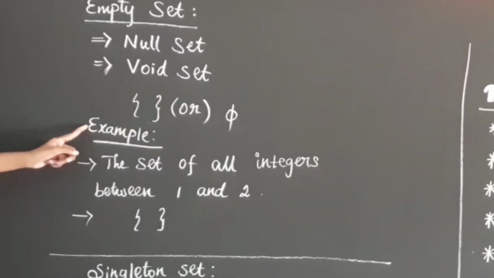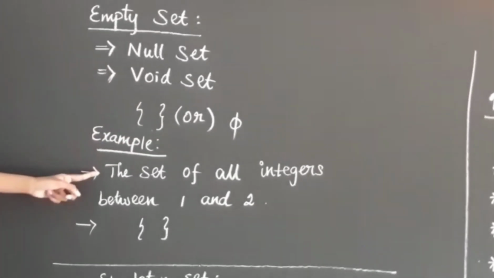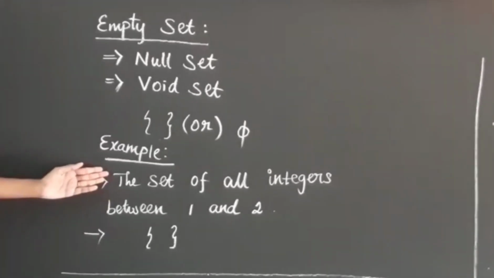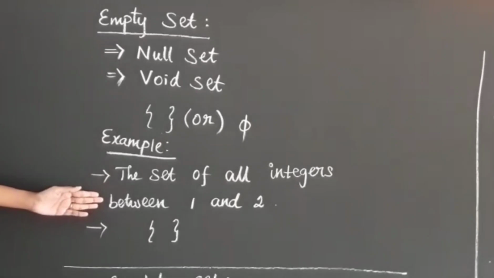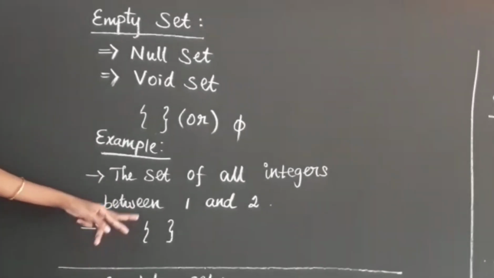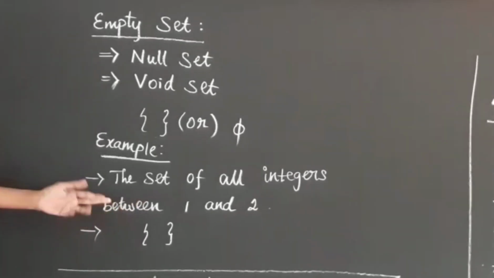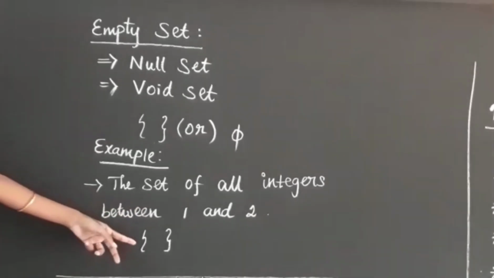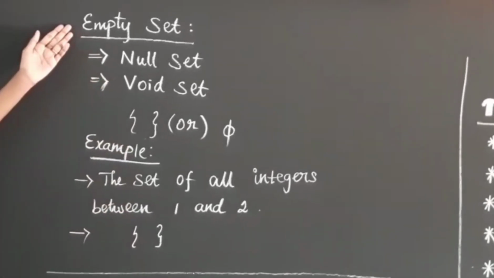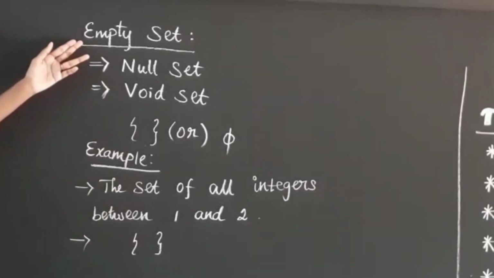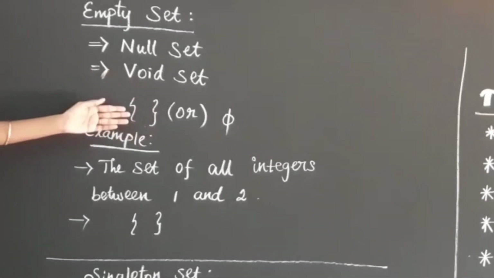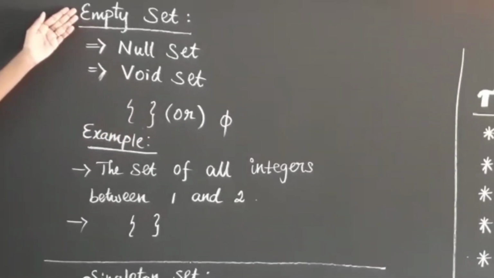Now, I will give one example for the empty set. The set of all integers between 1 and 2. Answer is empty. Am I right? Because between 1 and 2 we have no integers. So, the set has no element. This is the example for the empty set. Once again, empty means nothing, so a set that contains no element is called the empty set.